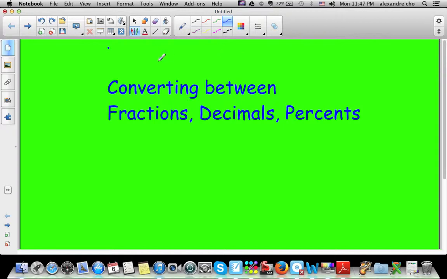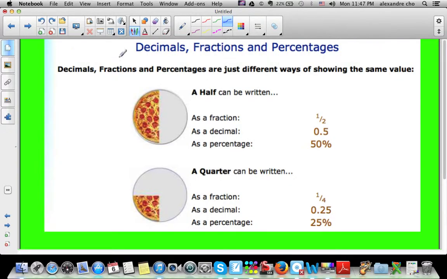Let's go to our first one. So we're going to review how to change between all of them today. Actually, before we do that, let's just look at what they are. Decimals, fractions, and percentages are just different ways of showing the same value.